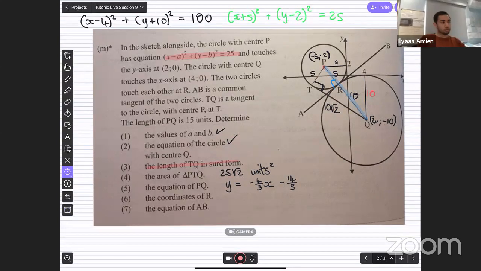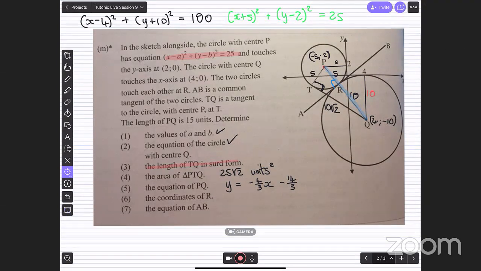So what is your equation? We can say x plus 5 squared plus y minus 2 squared equals 25. Actually, we can sub in where we see y, we can sub in the -4/3x minus 14. You don't need to do it, I'll do it on my own, it's okay. It's very long.